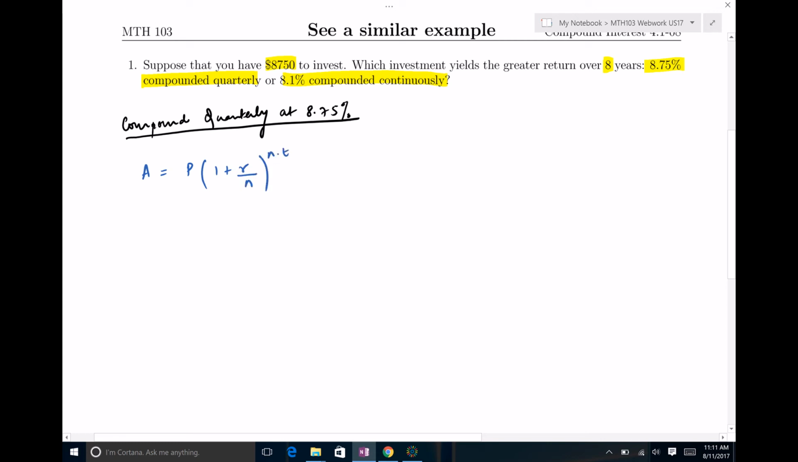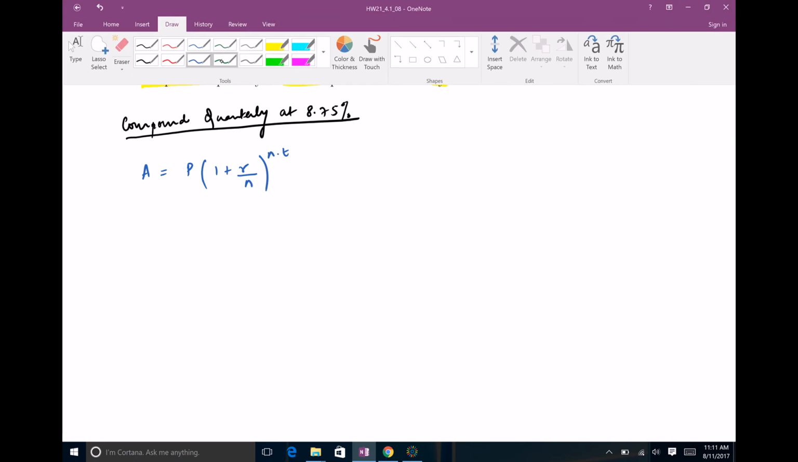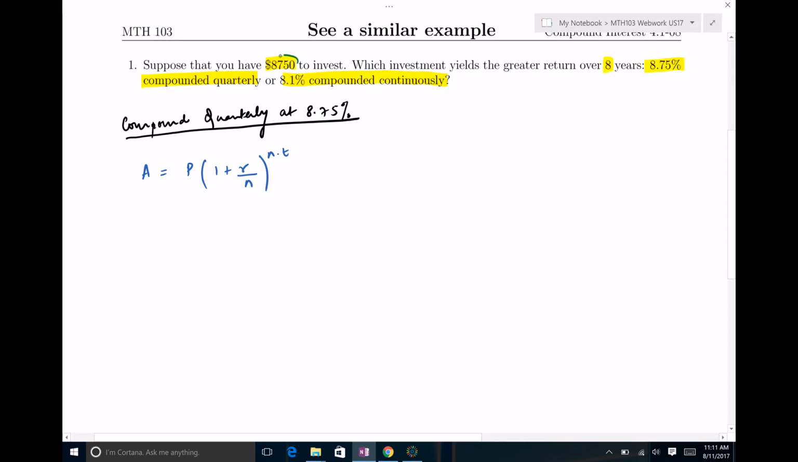Now what are each of these things? I'm going to circle this in the question. So P is the principal amount. That's this, the amount you're investing, 8750. R is the rate. So in this case, the rate is 8.75. That's R. N, what's N? Well, N is the number of time periods that you divide the year into. So since you're dividing quarterly, N is equal to 4. And as for T, T is going to be the same for both the situations. T is just the number of years. So T is going to be 8.